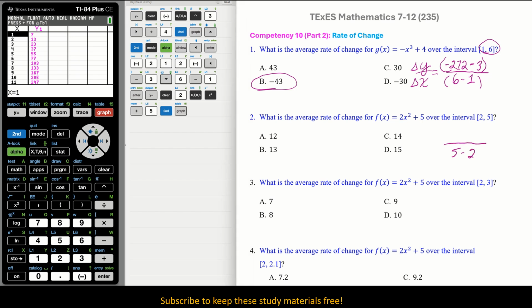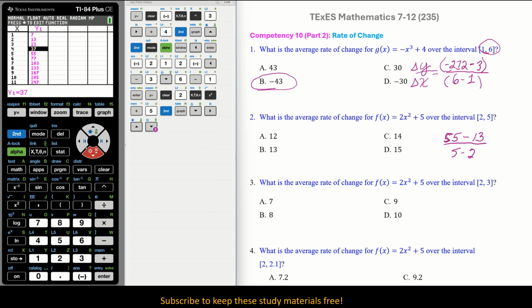This is what we need to put in the calculator. 5 minus 2, of course, that's 3. But then you go over to the value of 5, and that's 55 minus, now look at what the y value is for 2, and that is 13. Okay, you'll see it all there. It's right here, 2, 13. Then you go down to your 5, and that is 55.